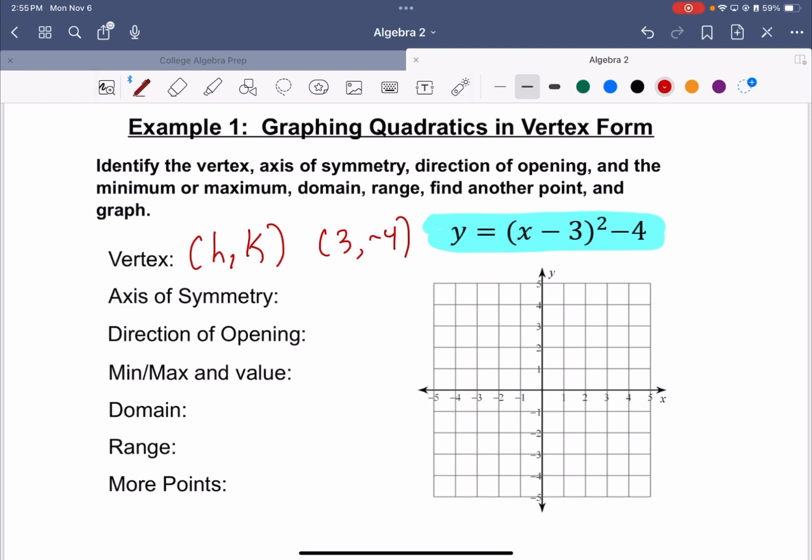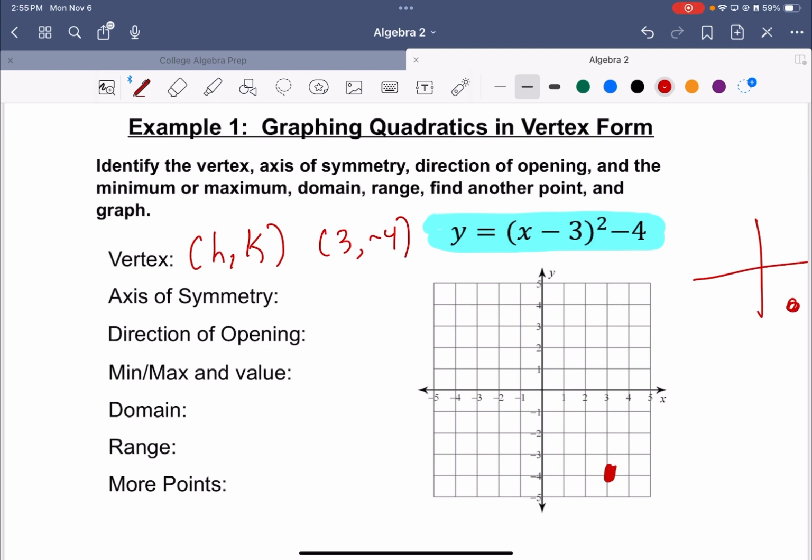That's my vertex. If you have to think about how you were doing the translations in the last chapter, just remember that right is positive, left is negative. Up is positive, down is negative. And you can find the vertex. So I like to go ahead and graph that point, (3, -4). If you're just sketching it, which you're going to do, it's down there somewhere.